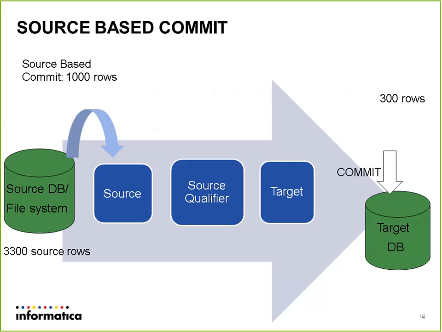There can be cases where the number of rows is less or more than the commit interval. For example, you have a source-based commit session with commit interval configured to be 1000. When the 1000th row passes through an active source, it is treated as a commit row. But further along the pipeline, imagine 300 rows are dropped due to transformation logic. The integration service issues a commit to the target when the 700 remaining rows reach it.